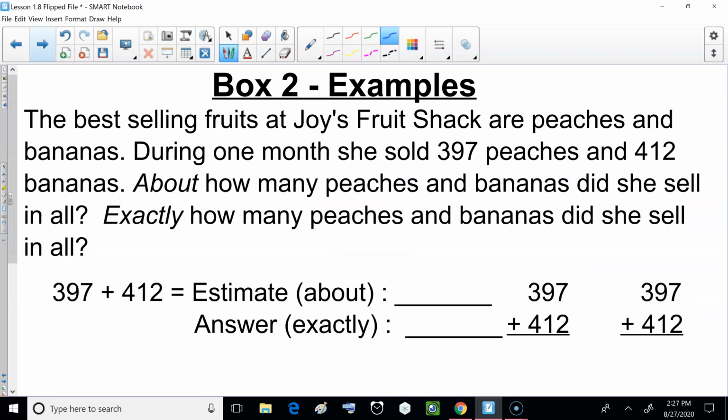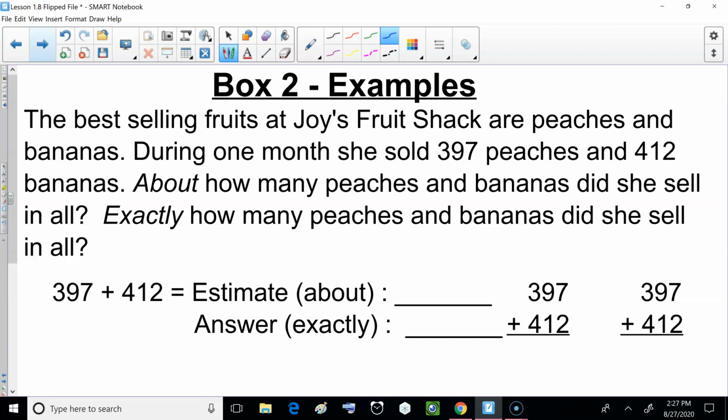Here's another example to write down. It's in a word problem though, so we'll see word problems that will also ask for estimates and exact answers. So we like to read our word problems first. The best-selling fruits at Joy's Fruit Shack are peaches and bananas. During 1 month, she sold 397 peaches and 412 bananas. About how many peaches and bananas did she sell in all? Exactly how many peaches and bananas did she sell in all?